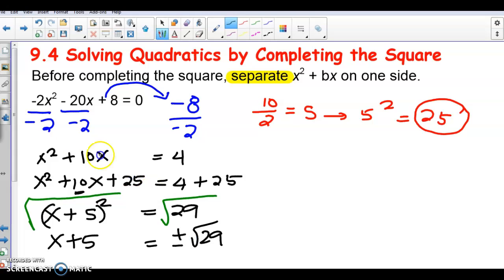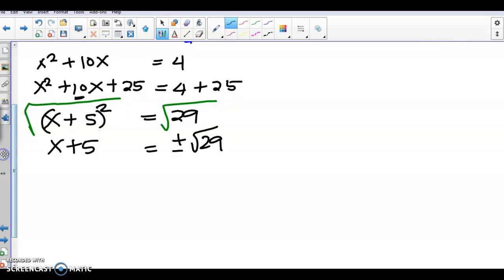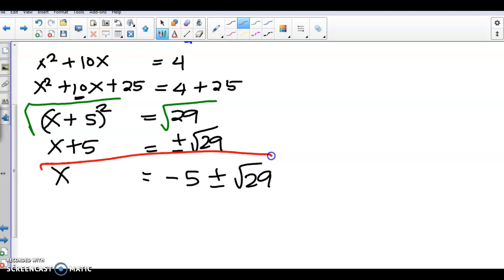Okay, let me get more space. Now you have to move the 5 over to the other side. So x is equal to the 5 when moved becomes negative, so -5 plus or minus radical 29. Well, you can write this one in simplest radical form. If that's the case, this could be your final answer.